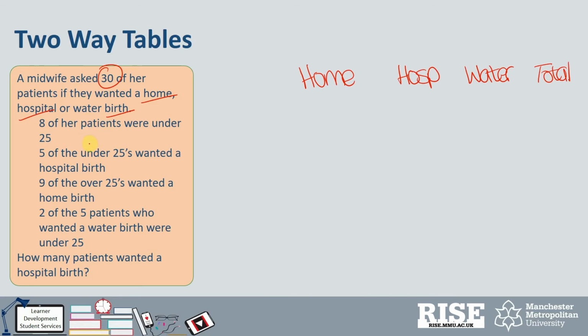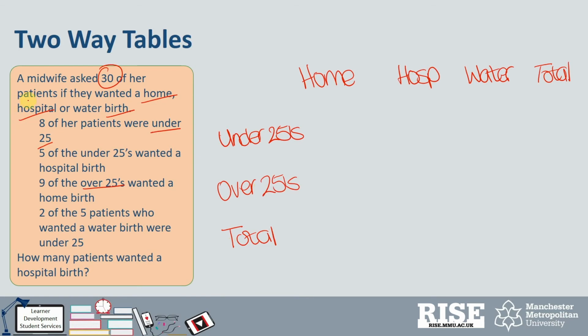Now let's see how they're separating her patients. She's done it by age, under 25s and over 25s. So let me write those categories in the rows of my column. And again, I need a total row. Now I've got the rough outline of my table, let's put the information in.